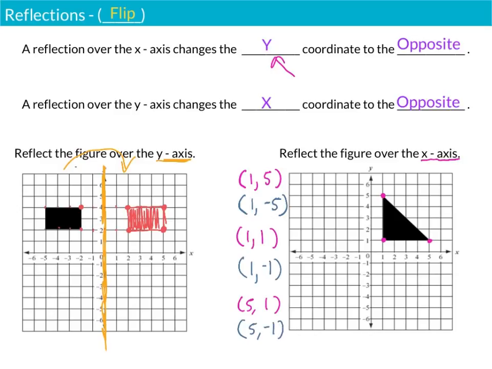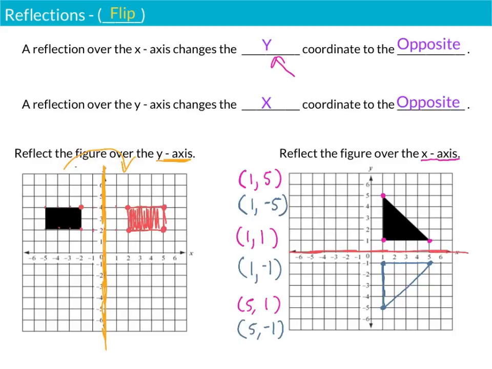And the opposite of positive 1 is -1. So now that I have all my new points, I'm going to graph them. So I'm going to go up to 1, and I'm going to go down to -5. I'm going to go over to 1, and I'm going to go down to -1, and I'm going to go over to 5, and I'm going to go down to -1. Then I'm going to connect my points using lines, and as you can see, I made myself a triangle that looks exactly the same as the one above, but I flipped it over the x-axis.